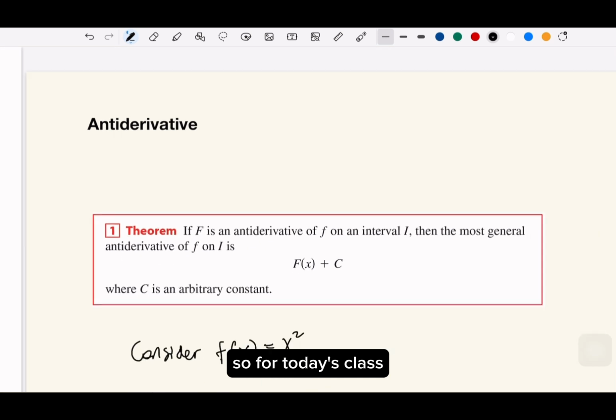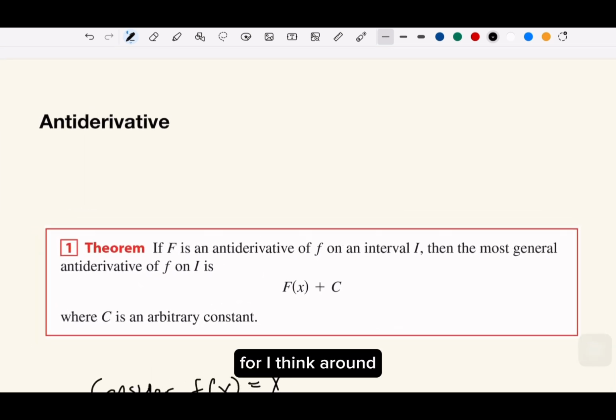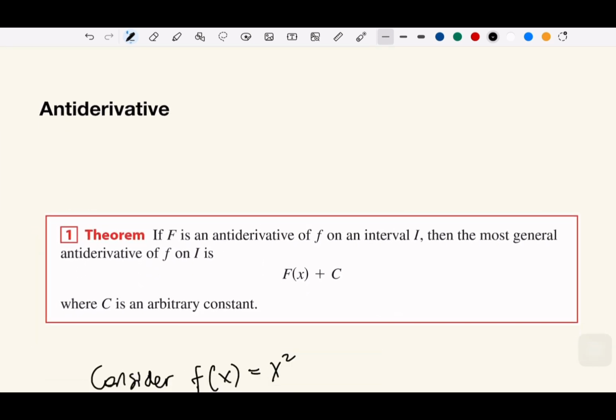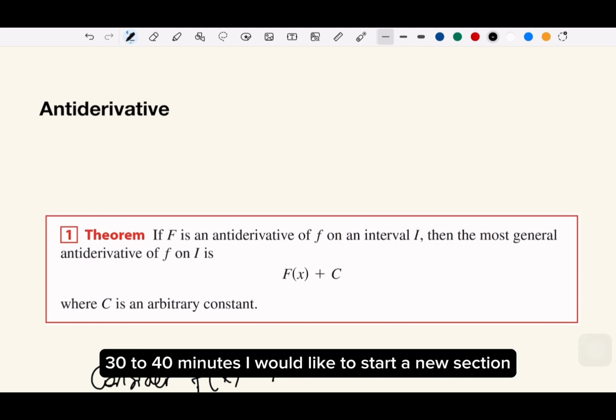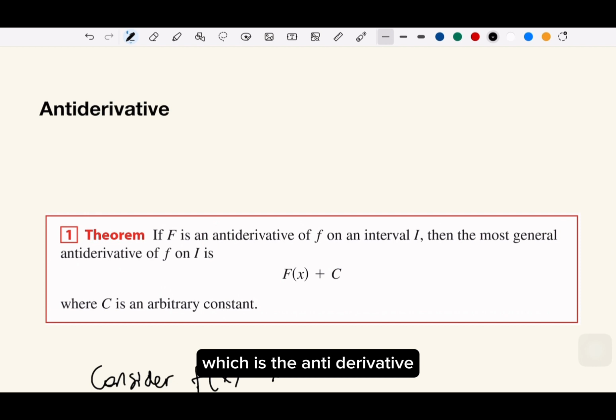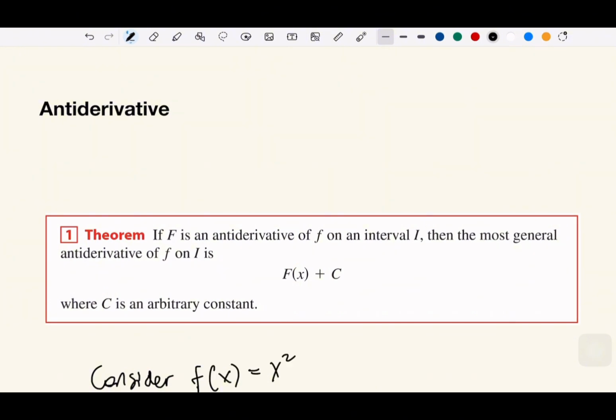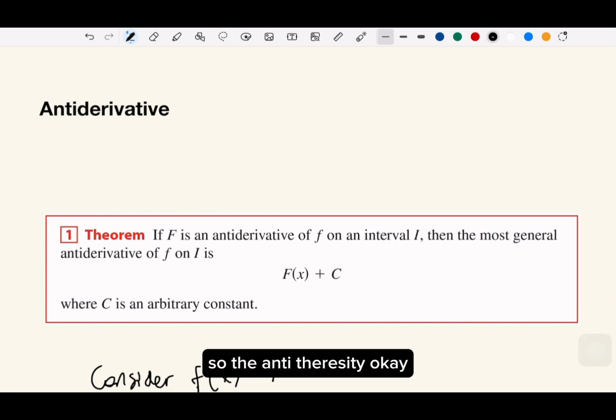So for today's class, for I think around 30 to 40 minutes, I would like to start a new section, which is the antiderivative. And then in the second half of the course, we may have some exercise to prepare for your midterm. So the antiderivative.